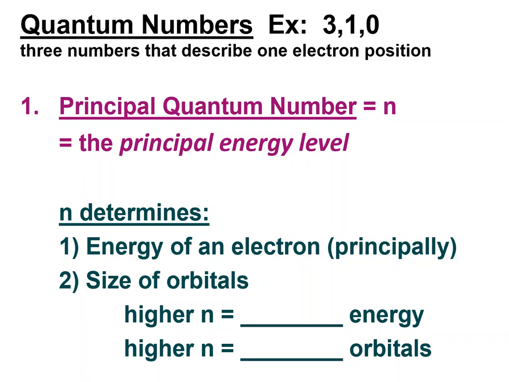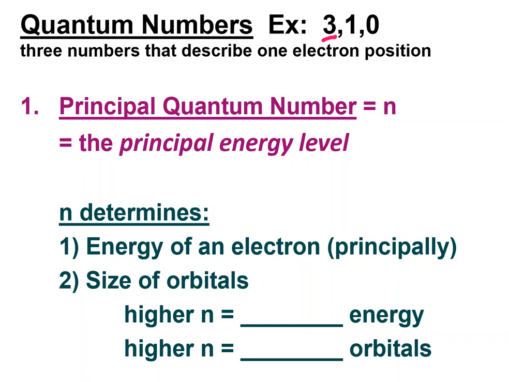The first one is the principal quantum number. And we already know what this is. It's what we've been saying is the principal energy level. For this setup here, the principal quantum number is 3. It's the first one in the series. And so this particular electron is in the third energy level.